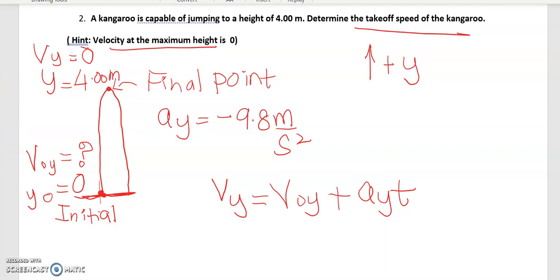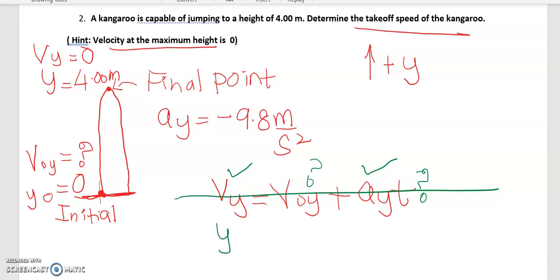So final y velocity, I know that's equal to 0 because that's the maximum height. Initial y velocity, I don't know yet. And I also know the acceleration, negative 9.8. And I have no idea what time is. So I have 2 unknowns. What did you learn in algebra class? If you have 2 unknowns, you need to have more than one equation to solve for it. So this equation does not help us. I'm going to cross it out.